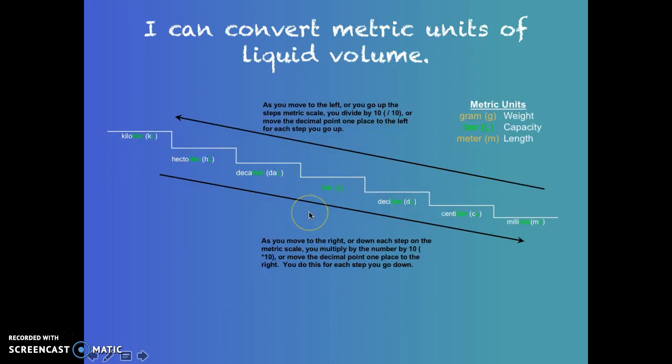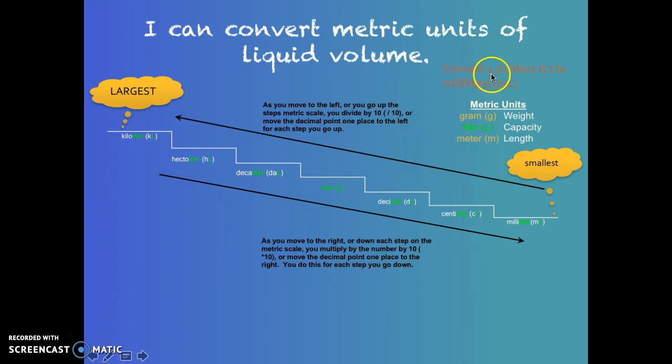Okay, these are the same steps that you copied in your math notebook. It's just that instead of meters, these words now end with liter because, again, we're measuring something different. We're measuring liquid volume and not length. So we've changed from meter to liter. I do want you to notice that the abbreviation for liter is a capital L. So that's why in the abbreviations you see that capital L. All right, again, the kilo is the largest, the milli is the smallest.